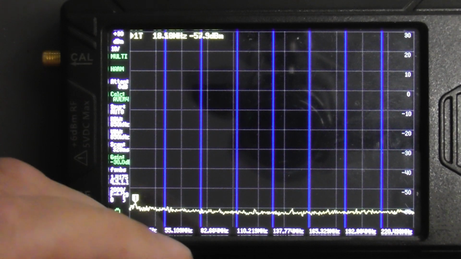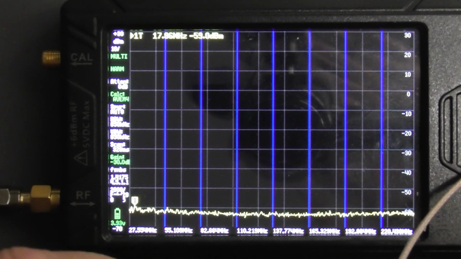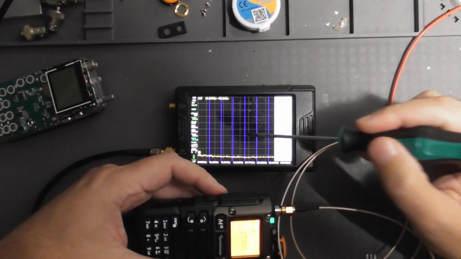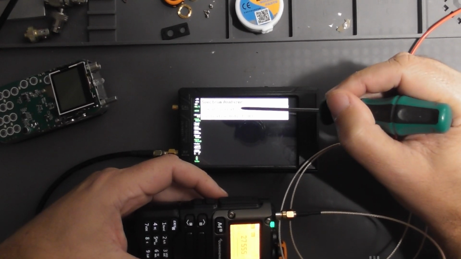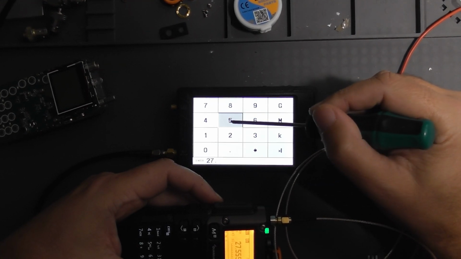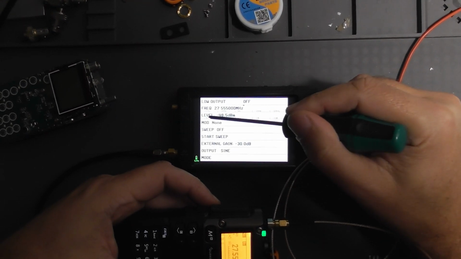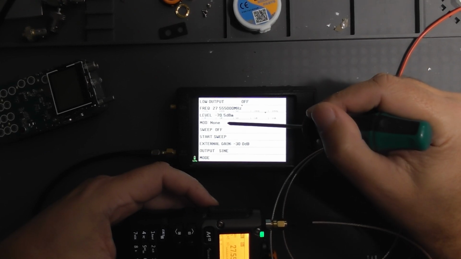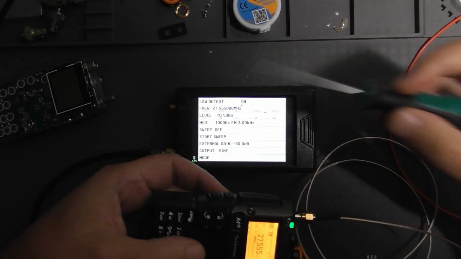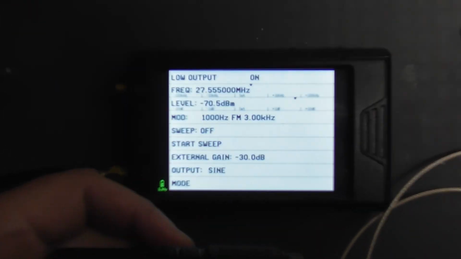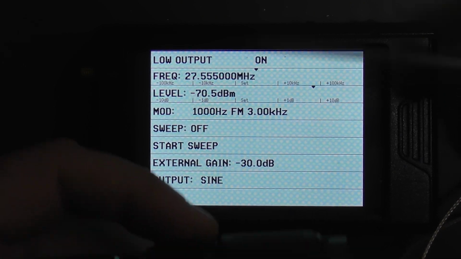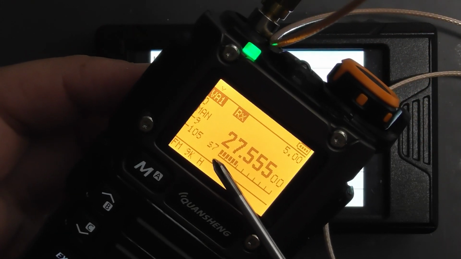Let me just show you the reception quickly. I'm going to leave it here on FM. Signal generator, frequency 7.555. So, minus, let me have a look here quickly. Okay, so minus 70 dBm should give you about a signal 9, and it's only giving a signal 7.